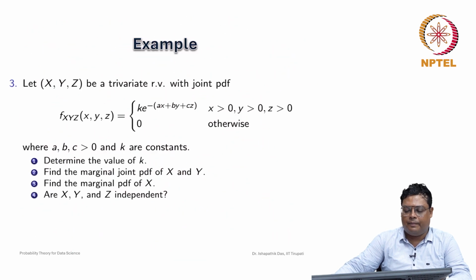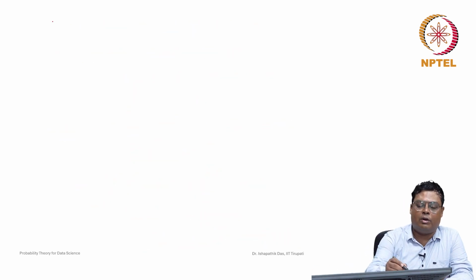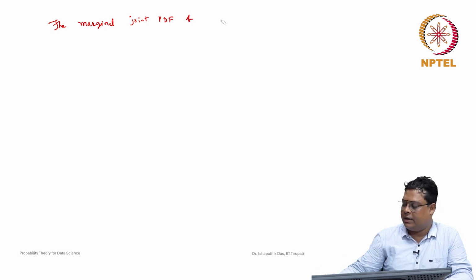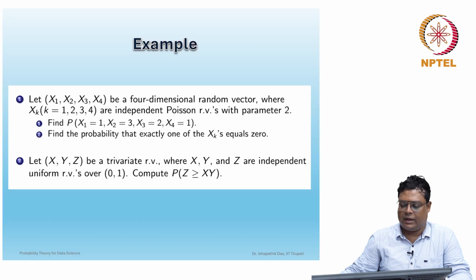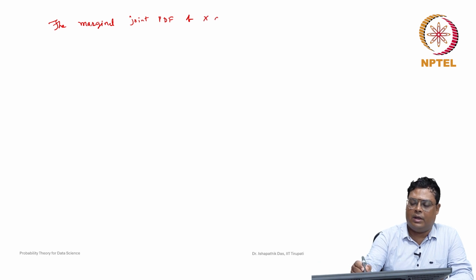Now the next question: we have already determined the value of k. Find the marginal joint probability density function of x and y. Any subset of these random variables gives a marginal. Because there are three random variables x, y, z, we want to find the marginal joint probability density function of x and y.